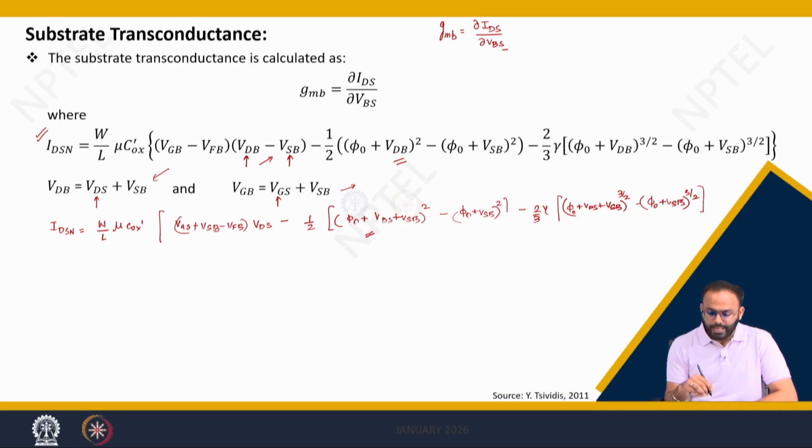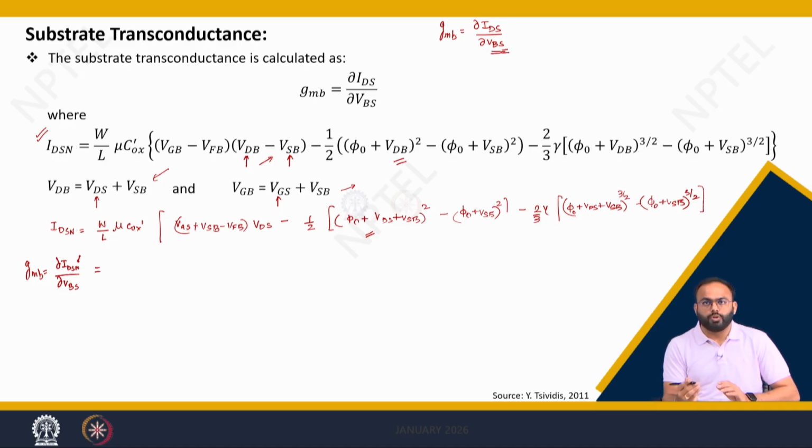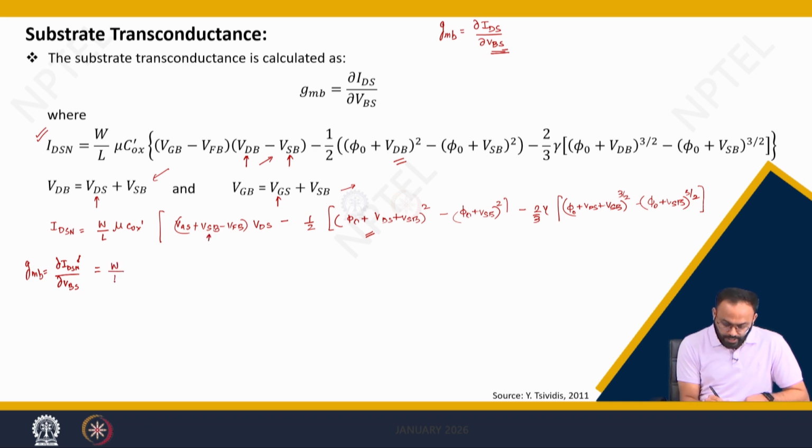Now, I can simply calculate gmb as delta IDSN, where N stands for non saturation region, with respect to VBS. Make sure here this is VBS, body to source voltage. We have discussed in the previous lecture that we are applying the body to source perturbation, whereas here this is VSB, to maintain the reverse bias at the source to body junction.